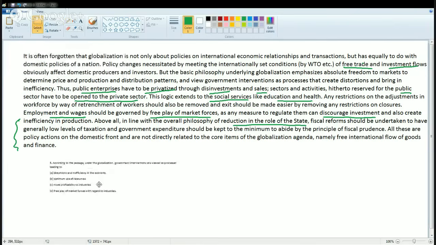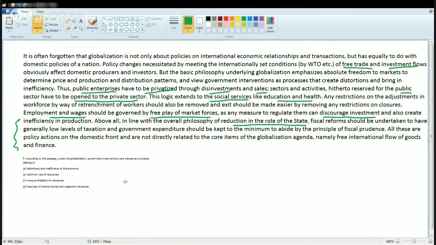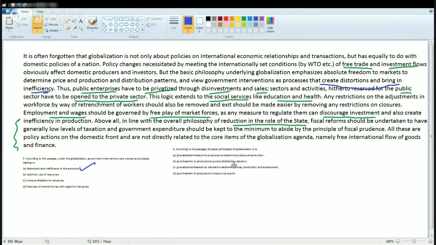So the first question is, according to the passage under globalization, government intervention is viewed as. So here it is mentioned directly in the passage. You can say it creates distortion and brings inefficiency. So the answer directly here is distortion and inefficiency in the economy. The next question here talks about the basic philosophy of globalization. It's again mentioned very directly in the passage.